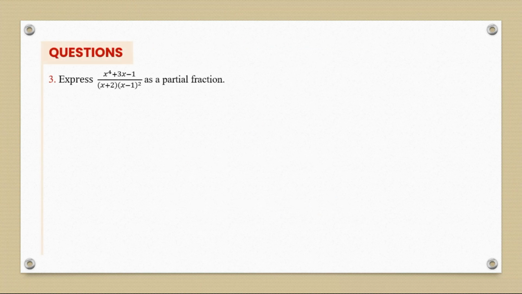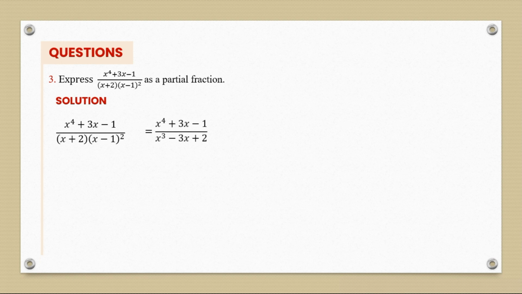Alright, let's move on to question number 3. We're being told to express (x⁴ + 3x − 1) / ((x + 2)(x − 1)²) as a partial fraction. When we open the brackets at the denominator, this is what it looks like. Therefore, the degree of the numerator is greater than that of the denominator, so this is an improper fraction. Now we're going to solve that by long division.